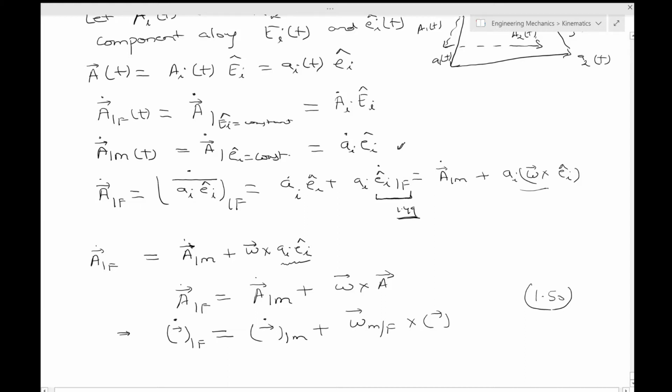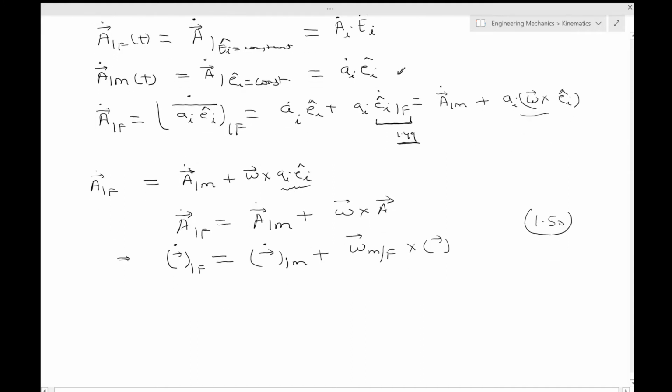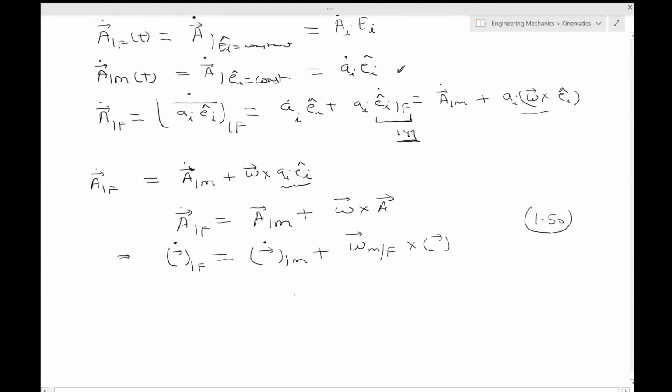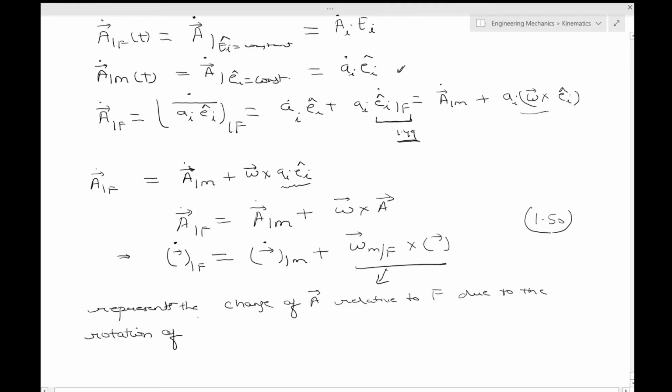It is needless to say that this term represents the change of A relative to F due to the rotation of M relative to F.